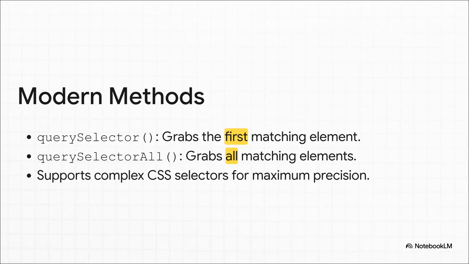So the modern methods are awesome. querySelector just grabs the very first thing it finds that matches your selector. If you want all of them, you use querySelectorAll. And this is where the real power is. You can get super specific. Look at that last example. We're grabbing a featured article, but only if it doesn't also have the archived class. That's so expressive and so much cleaner.